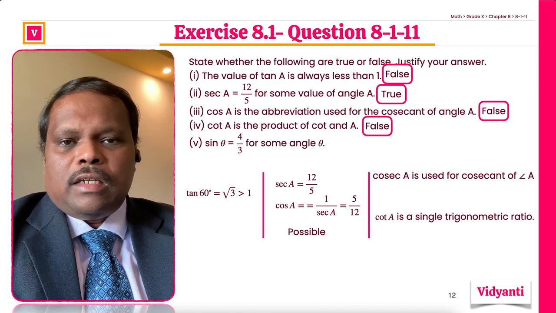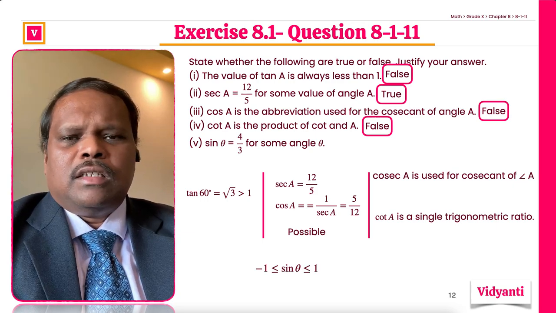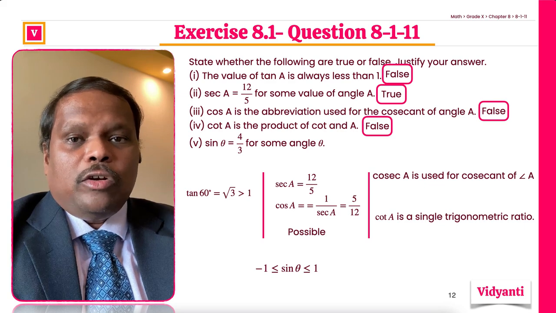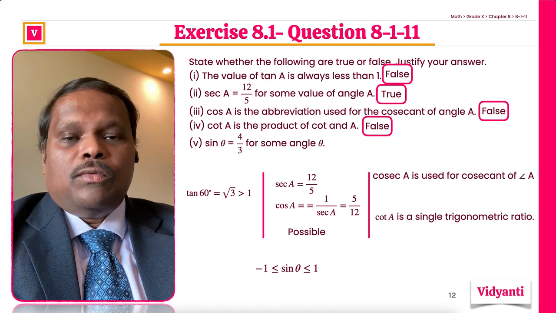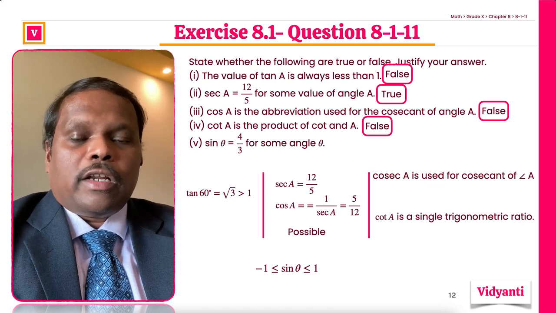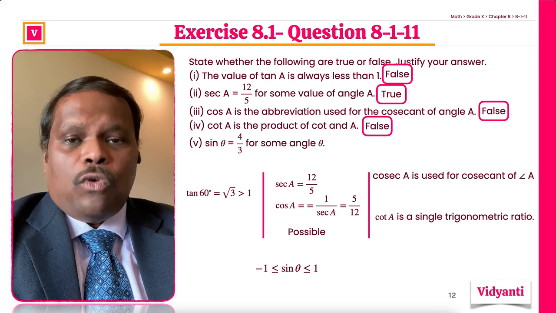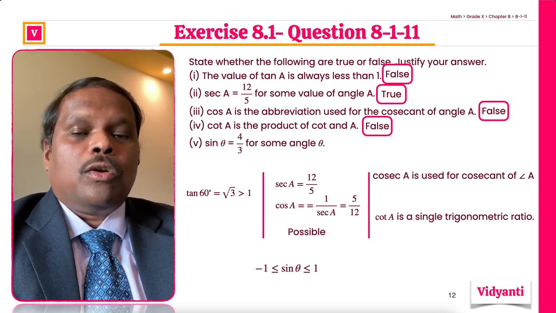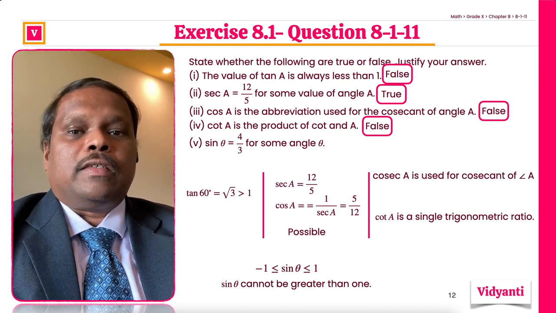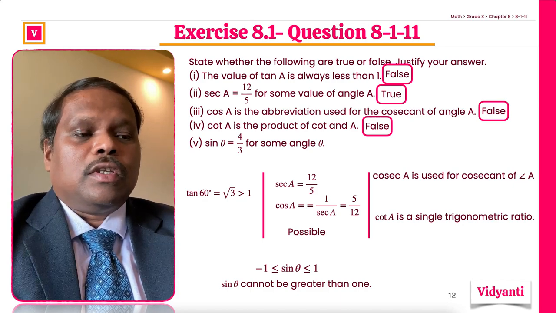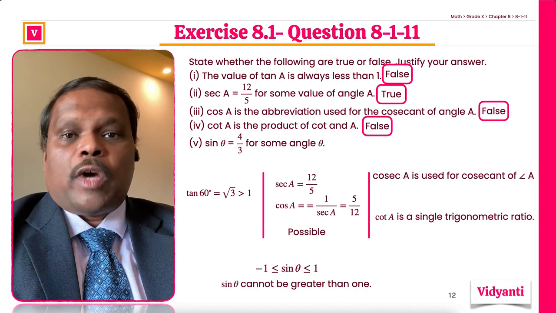And sine theta is 4 over 3 for some angle theta. That's not true because the value of sine theta always lies between -1 and +1. It cannot exceed these two extreme values. 4 over 3 is technically beyond 1. It's greater than 1, so that is impossible. Sine theta cannot be greater than 1 or less than -1. So I'm going to mark that as false.